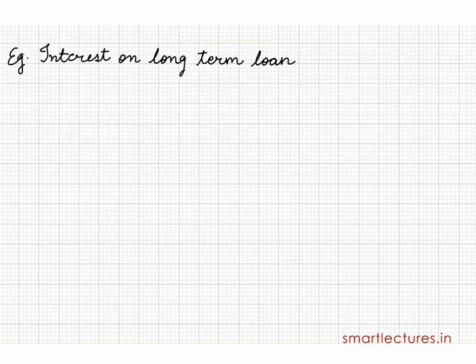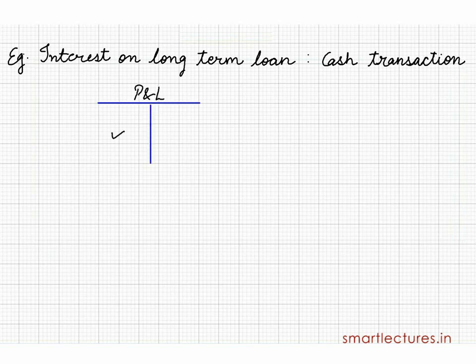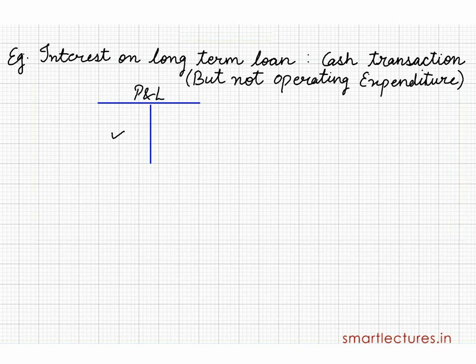Suppose you are paying interest on a long-term loan. If you pay the cash, that's a cash transaction because you are paying interest, and that will be placed on the debit side. But this expenditure is a cash transaction, but it's not an operating transaction. I mean to say, it is not operating expenditure, or in other words, this is not the operating activity.